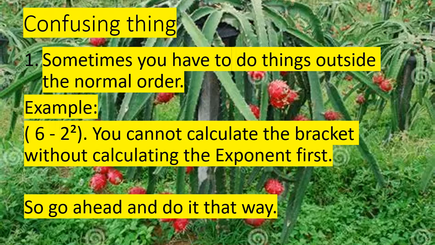Okay, some confusing things. Firstly, sometimes you have to do things outside this normal order. So for example, if you have bracket 6 minus 2 squared, close bracket, you cannot calculate the bracket without calculating the exponent first. So go ahead, do it that way.